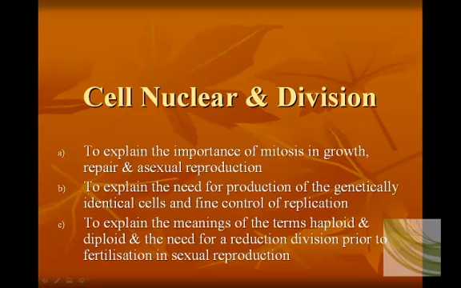Furthermore, students are also to explain the need for production of genetically identical cells and fine control of replication. And the last learning outcome: the students are supposed to explain the meanings of the terms haploid and diploid. Also explain the need for a reduction division prior to fertilization in sexual reproduction. Shall we begin?